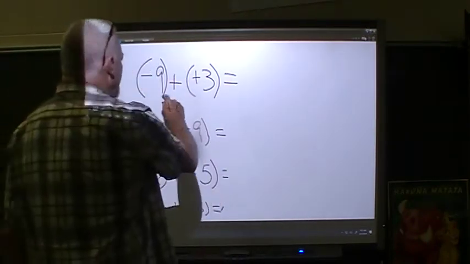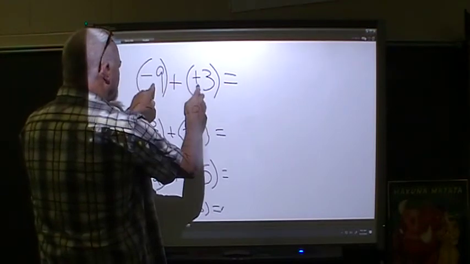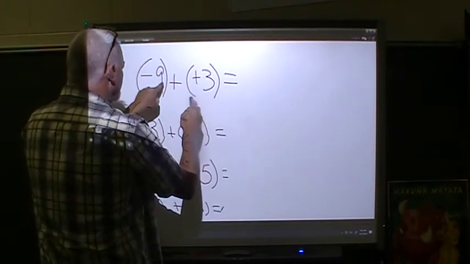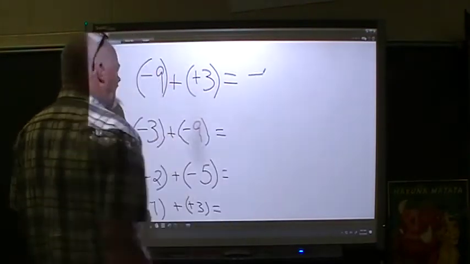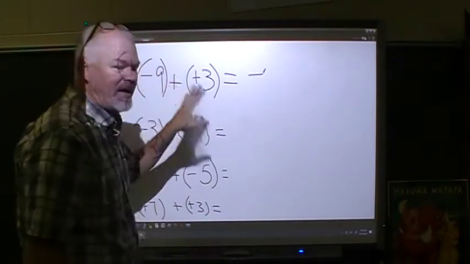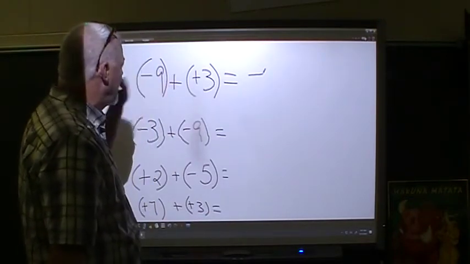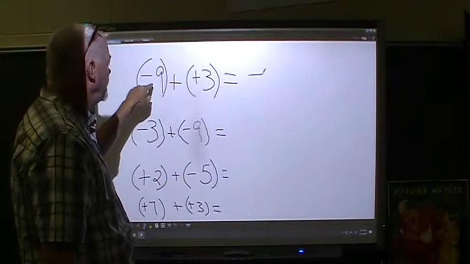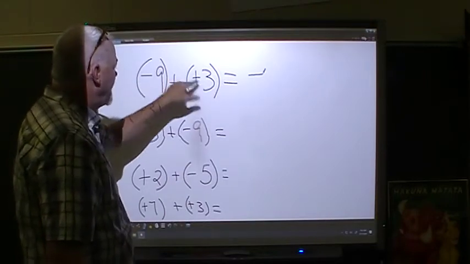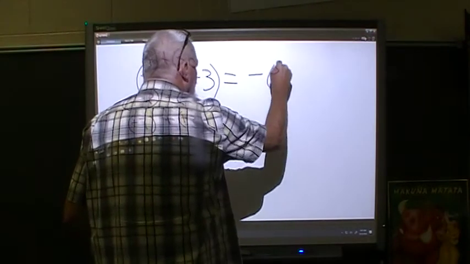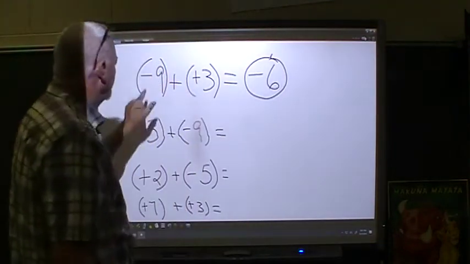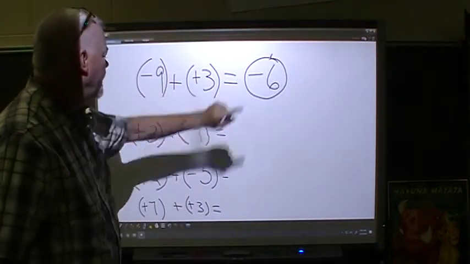So we got a negative 9 plus positive 3. Signs are different. The 9 is bigger, so I know my answer is going to be negative. I haven't done any math yet. I just know my answer is going to be negative because we got more of them. All right? Then I have to subtract. 9 minus 3 is 6. That one is negative 6. We got more negatives. That's why our answer is negative.